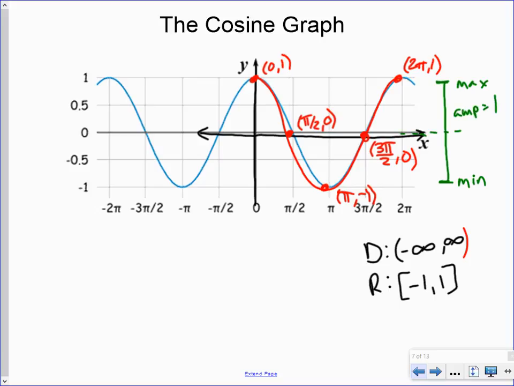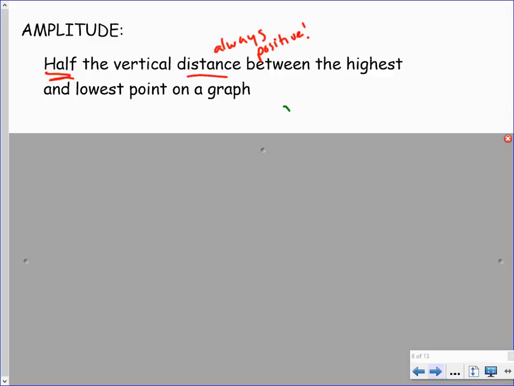equals 1. You can also see amplitude as the distance from the midline to the maximum or the midline to the minimum, if you see it a different way, of the graph. So you might make a little note if you wanted to. Amplitude of parent graphs is 1.